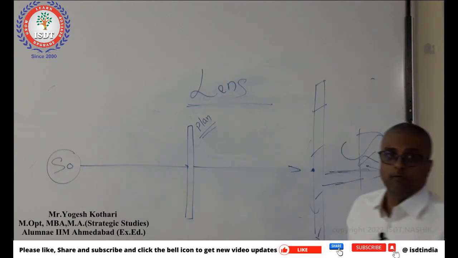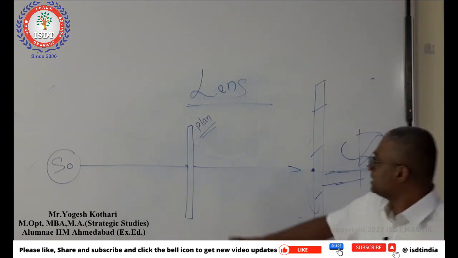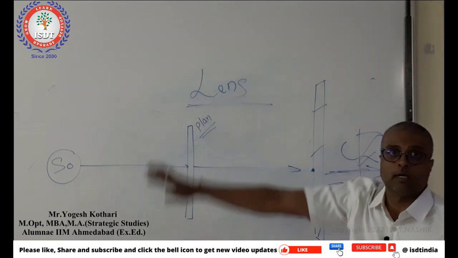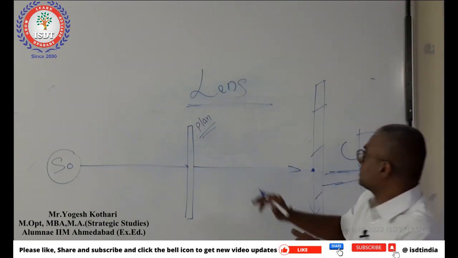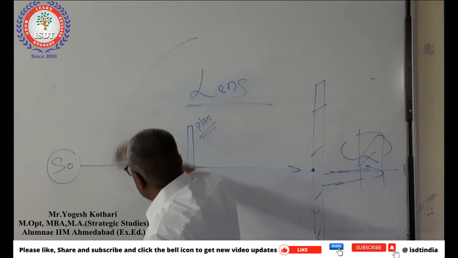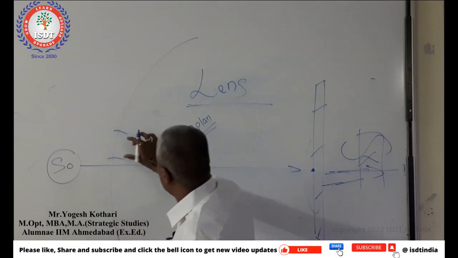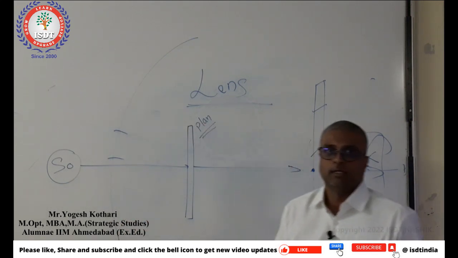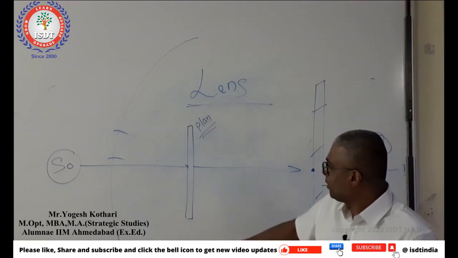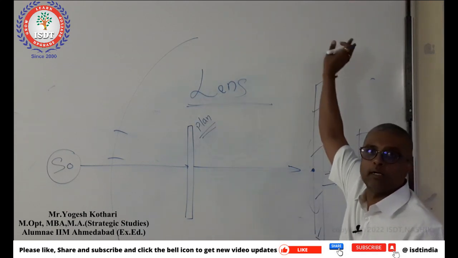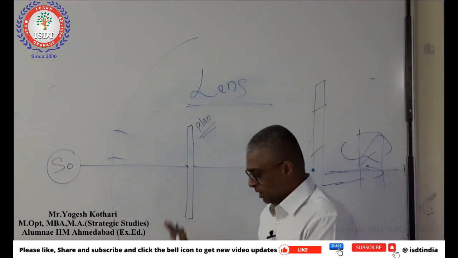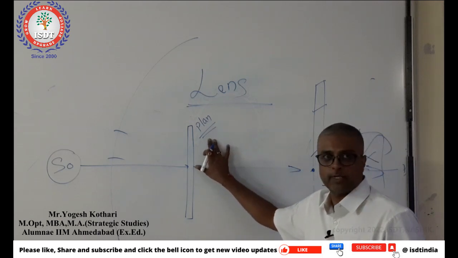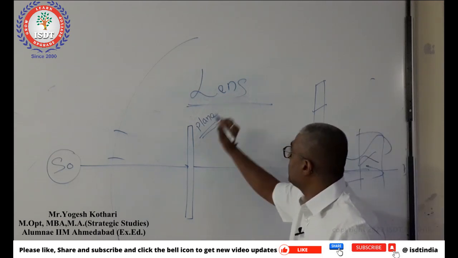Now again, if we go in a little bit of depth, this is a part of a bigger curvature. Suppose, for example, you have a big curvature and I cut this part, so it looks like a straight line, a plane line. So this can be called a part of a bigger curvature. For our purpose, we will take it as a plane surface. This is a plane surface.